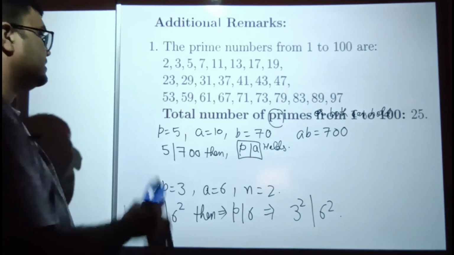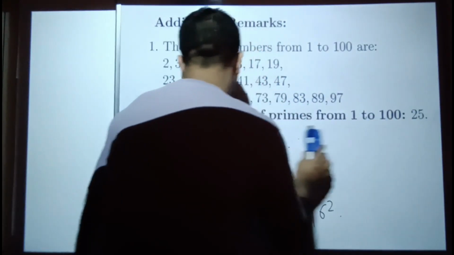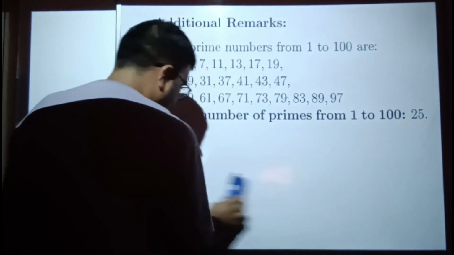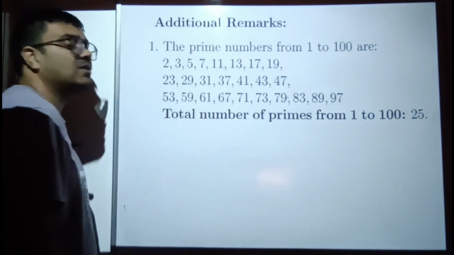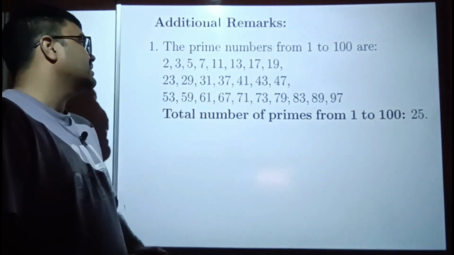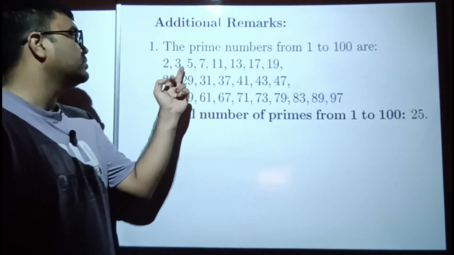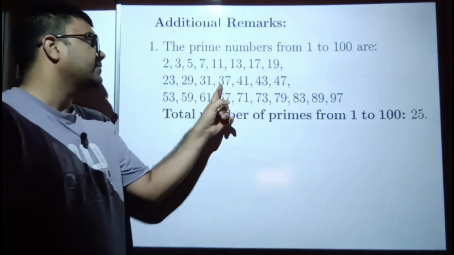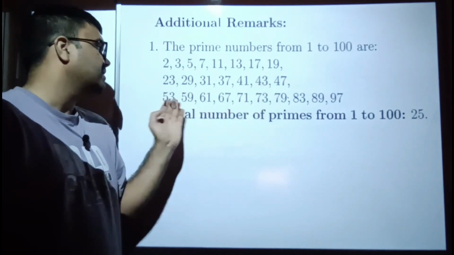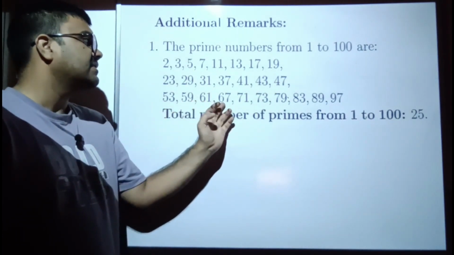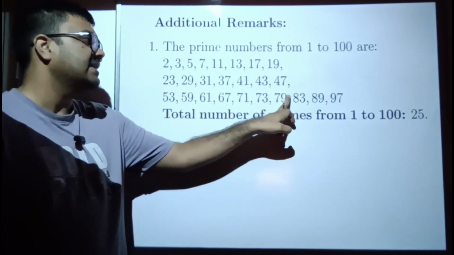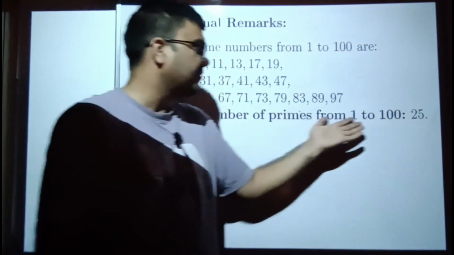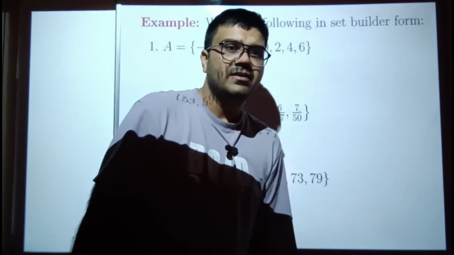Next we have another remark. We have listed the prime numbers from 1 to 100. Just give them a look. You need not memorize these numbers. The prime numbers from 1 to 100 are 2, 3, 5, 7, 11, 13, 17, 19, 23, 29, 31, 37, 41, 43, 47, 53, 59, 61, 67, 71, 73, 79, 83, 89 and 97. How many primes are there from 1 to 100? There are a total of 25 primes.